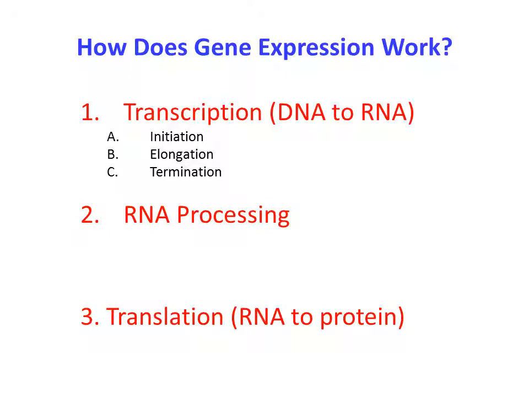So that covers the process of transcription, and now we will talk about how the RNA is processed now that it's been made. And this includes 3 key steps: the addition of a 5' cap, the splicing of the mRNA to remove introns, and lastly, the addition of a poly-A or a polyadenine tail.